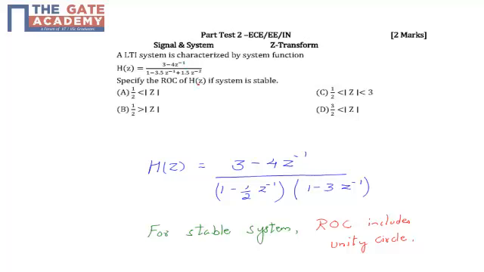If you solve the denominator part, we get H(z) = (3 - 4z^-1) / ((1 - 2z^-1)(1 - 3z^-1)). And for a stable system, we must always remember that the ROC must include the unit circle. So the only option for which the ROC includes the unit circle is option C. Yes, option C.